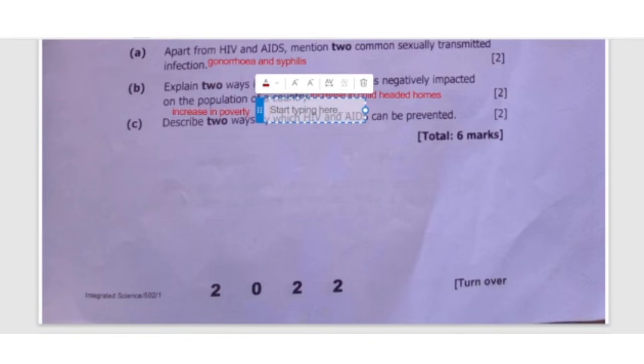So we can say pressure on the health sector. And remember there is also pressure on the family.